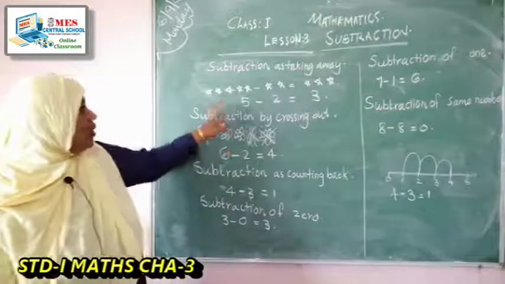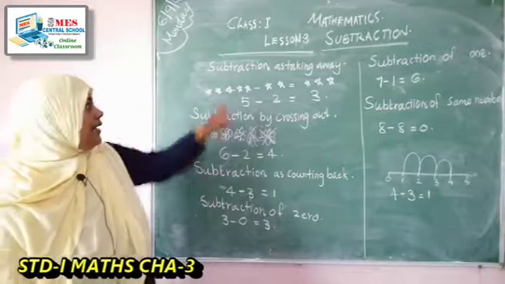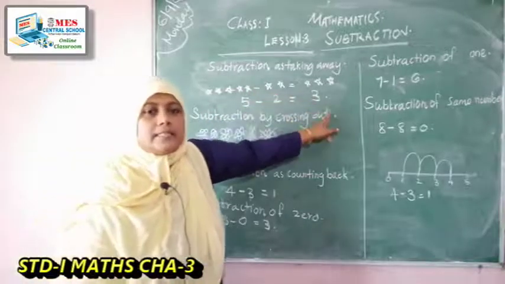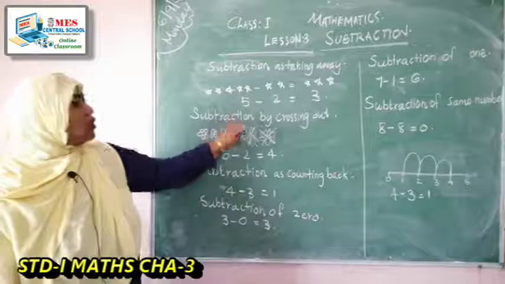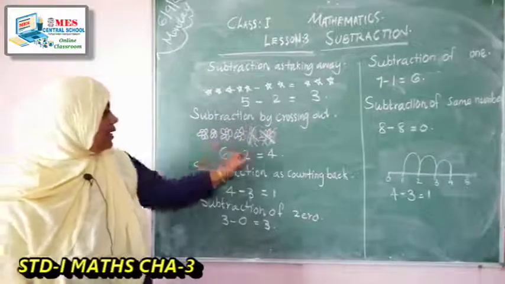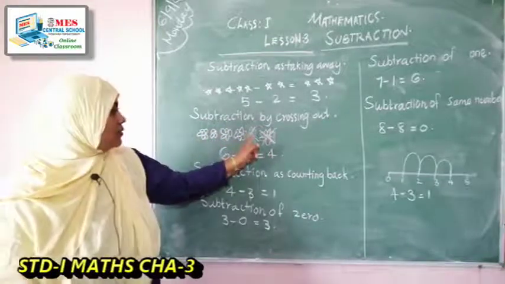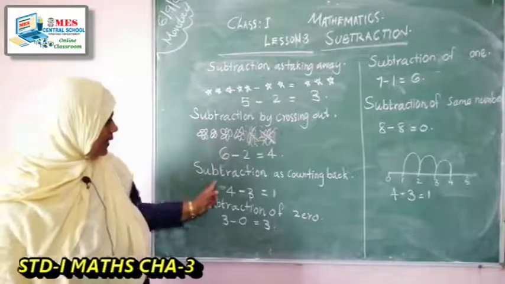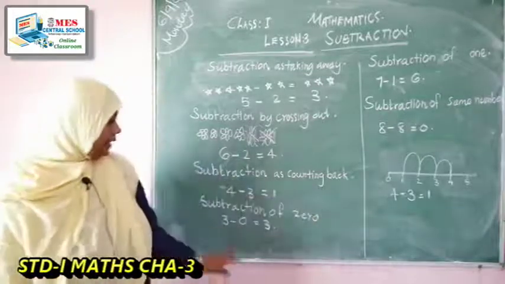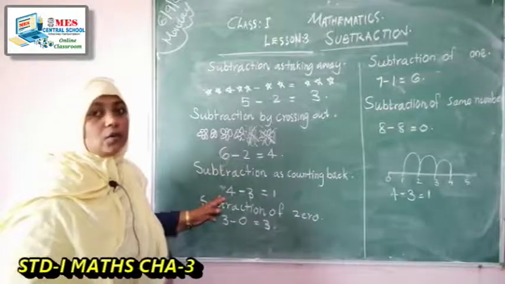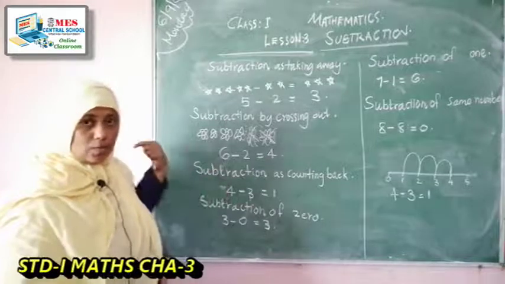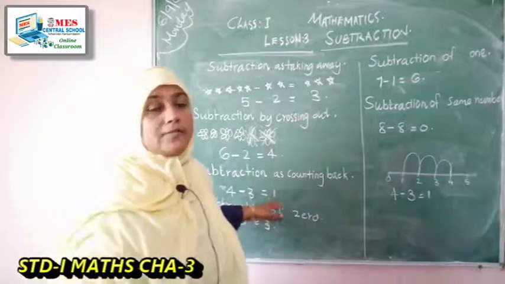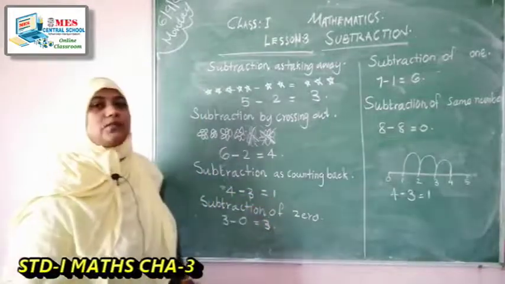And how do you subtract the numbers? As taking away. Here 5 stars, take away 2, remains 3. And by crossing out, here you have 6 flowers, crossed out 2. How many remain? 4. And here, counting back: count back from 4. How many times do you go back? 3 times. When you go back 3 times from 4, you will get 1 as your answer.